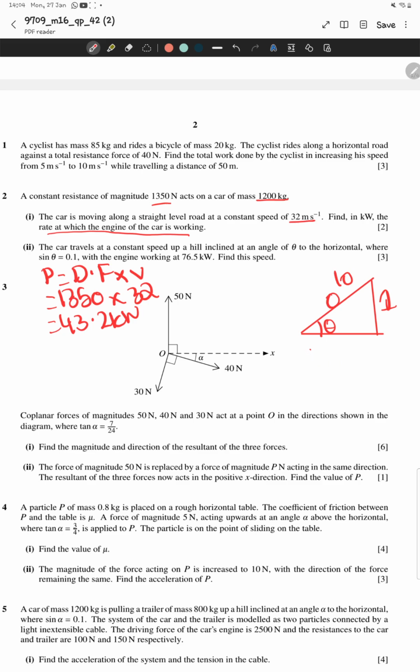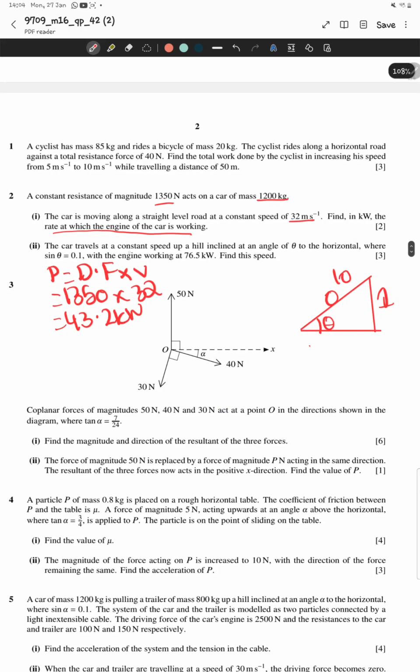So you have this, and it says the engine is working at 76.5 kilowatts, so you can find the driving force will be the same because actually, this is a bit weird. Okay, we can find the resistive force first. So the total resistive force would be this 1350 plus the weight component that's acting backwards. So what is the weight component?